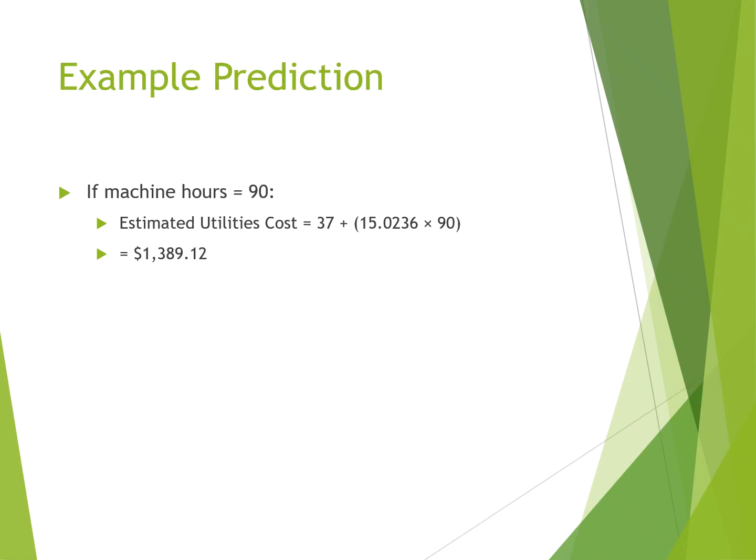Let's say the factory expects to use 90 machine hours next week. Plugging into the equation, 37 plus 15.0236 times 90, which is $1,389.12. This is how regression becomes a practical forecasting tool.